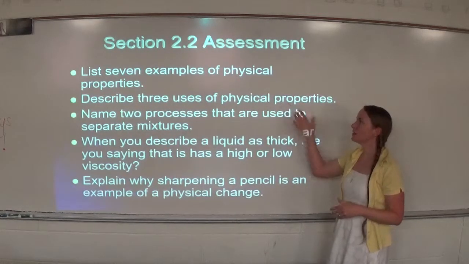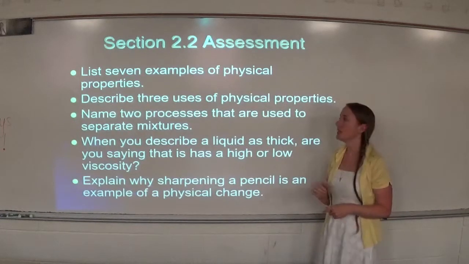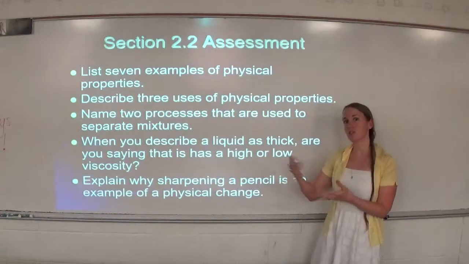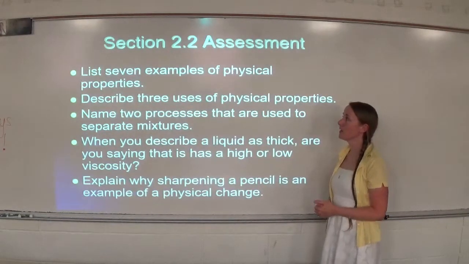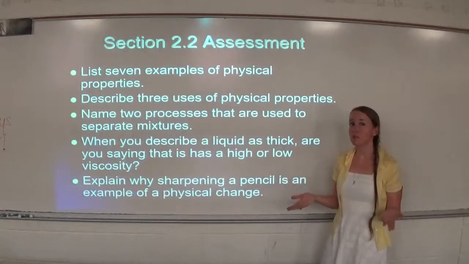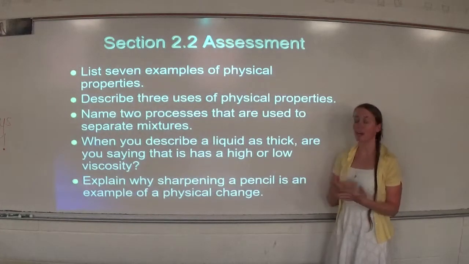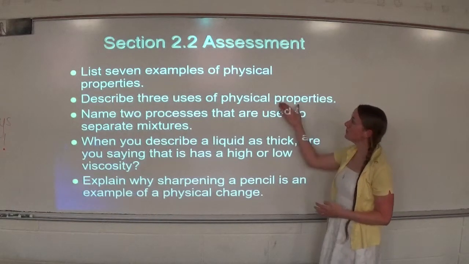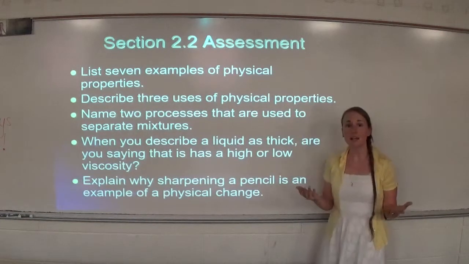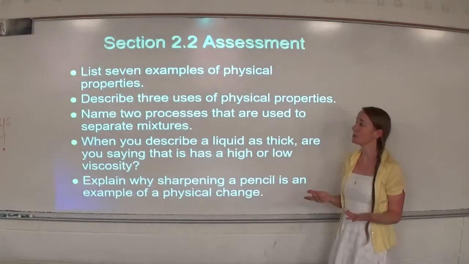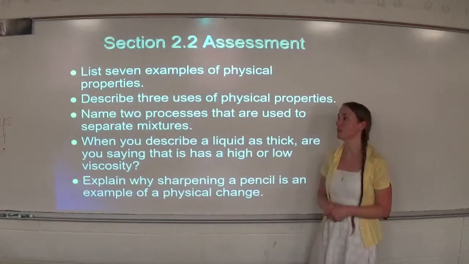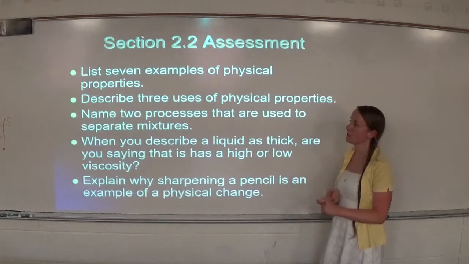Well, there's lots of different uses for physical properties. For example, we use conductivity in wires to pass electricity through. Another example would be we use the malleability property in order to hammer weapons through blacksmithing and things like that. And another example would be density, which allows us to tell whether something is going to float or sink. Name 2 processes that are used to separate mixtures. Well, that would be filtration and distillation.